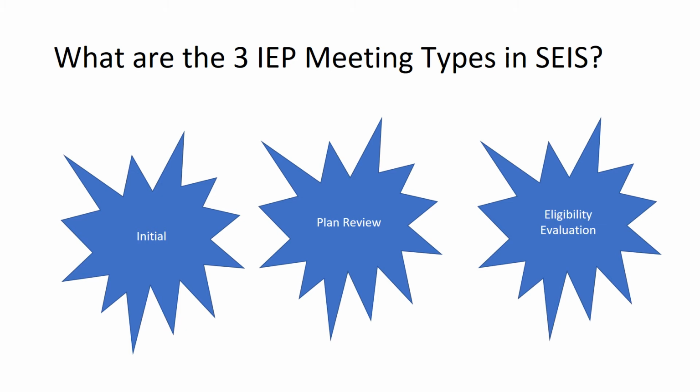Remember, an IEP meeting in SEIS is defined as an initial, plan review, or an eligibility evaluation. Everything else should be completed through the amendment. The only exception is if the meeting date or the meeting type is incorrect. This type of correction is made in the future IEP forms and the meeting is reaffirmed.